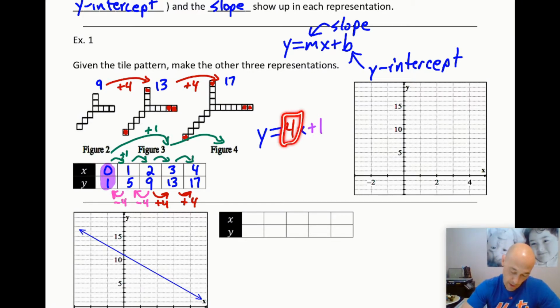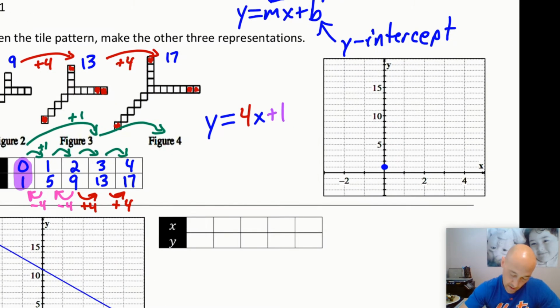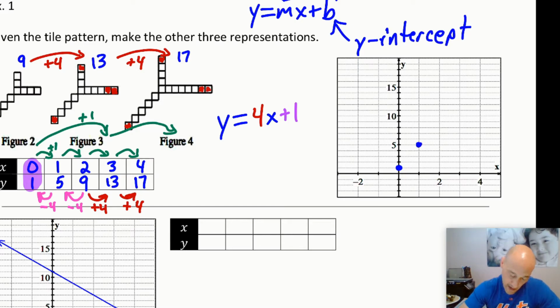So our slope is right here, our slope is right there, and our slope is right here. Our y-intercept is right here, our y-intercept is right there, and if we had figure 0, that would be our y-intercept. So on our graph, we have 0, 1, that's right there. I'm going to zoom in a little bit. 0, 1, 1, 5, 2, 9, 3, 13, and 4, 17.